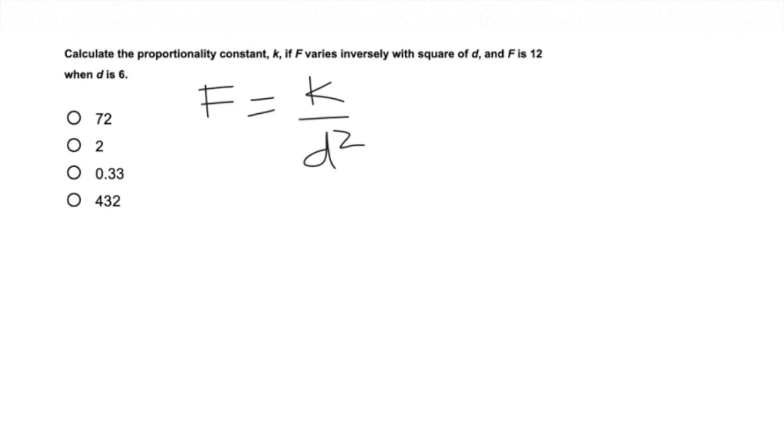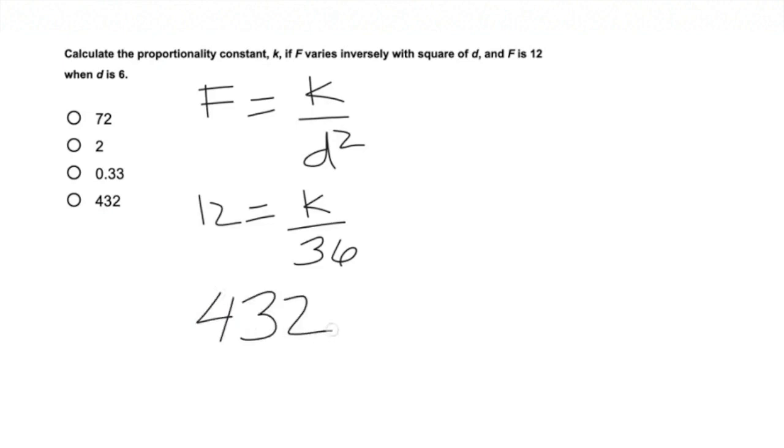We are given that f equals 12 when d equals 6. Substituting these values into the formula, we get 12 equals k divided by 6 squared, or 36. So to solve for k, we're going to multiply both sides of the equation by 36. So that is going to give us 12 times 36. If you do that multiplication, you will get 432 equals k.